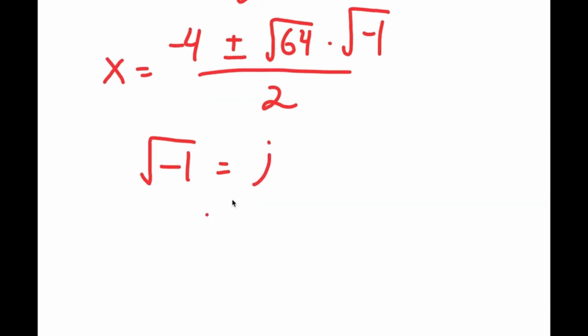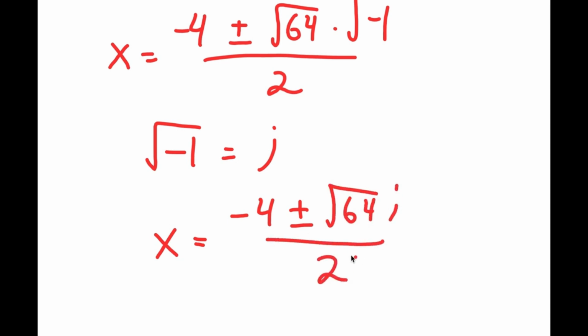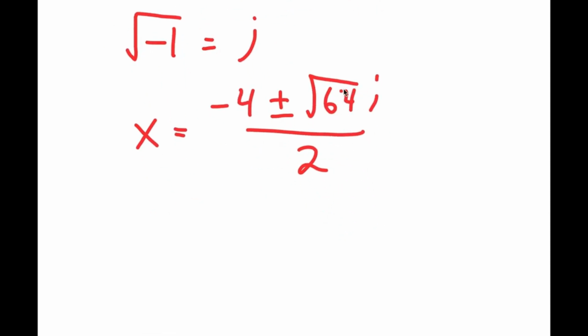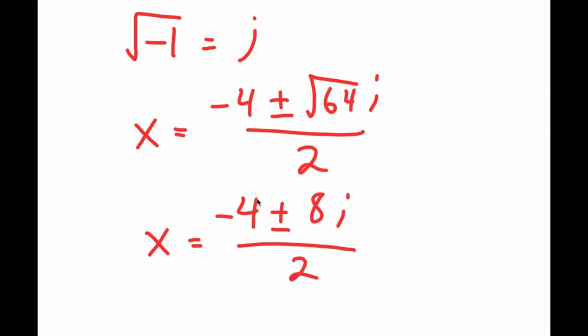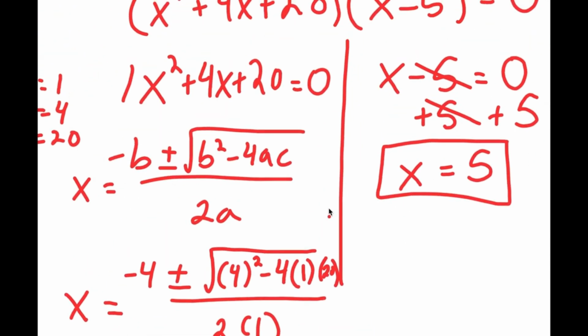So if I replace the square root of negative 1 with i, I get x is equal to negative 4 plus or minus the square root of 64 i, over 2. And the square root of 64 is equal to 8. So I get x is equal to negative 4 plus or minus 8i over 2. Negative 4 divided by 2 is negative 2, and 8 divided by 2 is 4. So these are two other solutions.